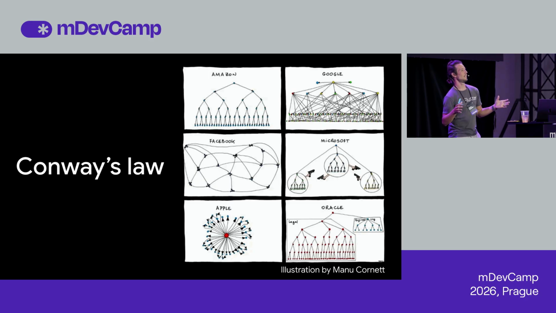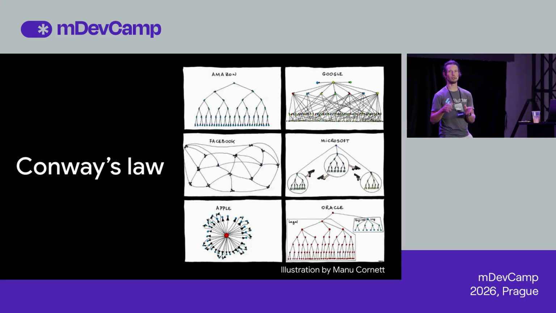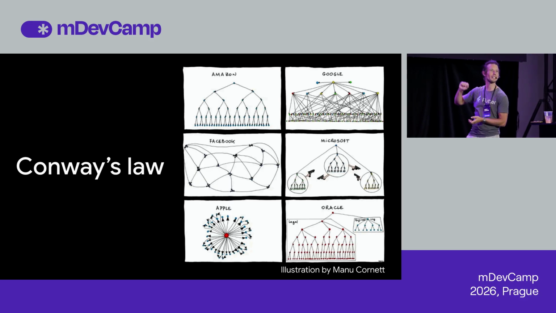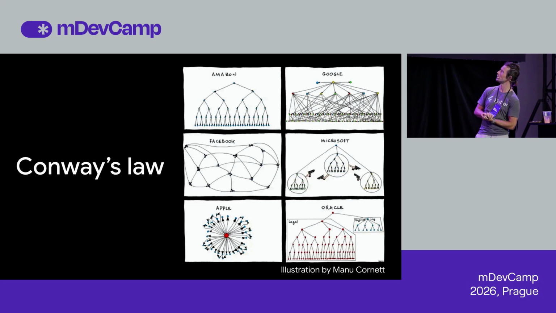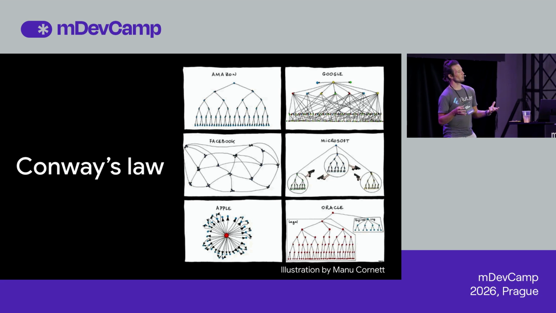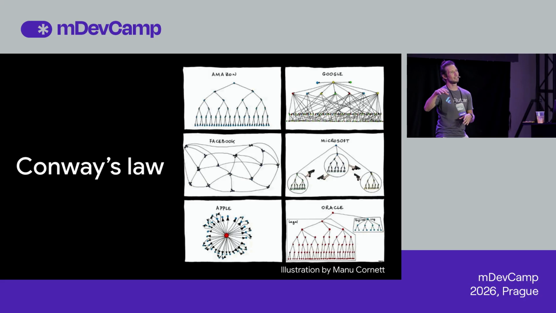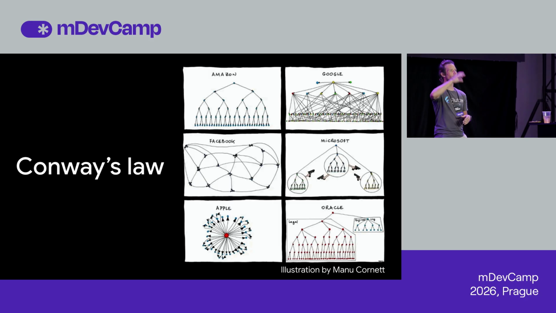So Conway's law says that the structure of the software that you ship is a mirror of the communication structure in your organization. And here are some examples of what the communication structure in some organizations might or might not look like. In 2013, I think this illustration was released. So what you can do with Conway's law is, okay, if you don't like the way that your software is structured, maybe you should change the communication structure in your organization. Because if you change the communication structure in your organization, you will change the architecture of your software.